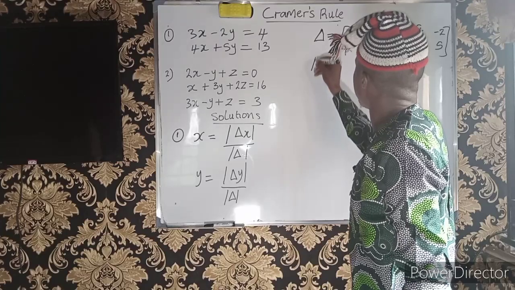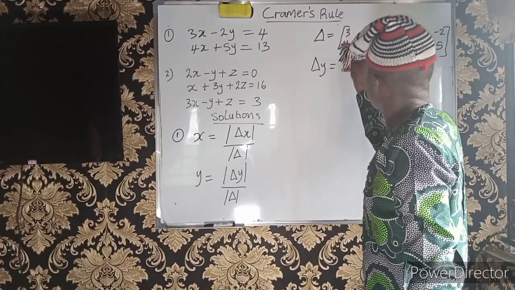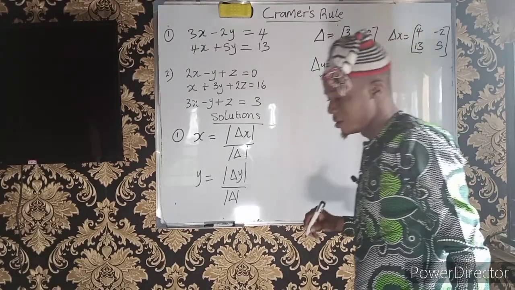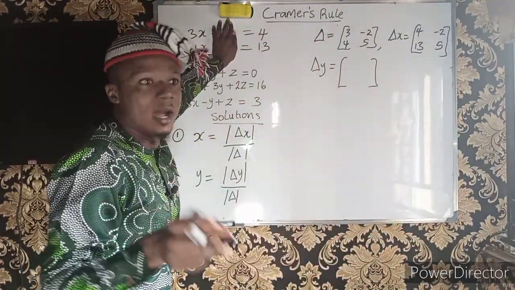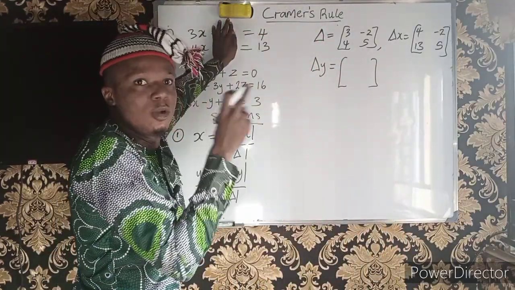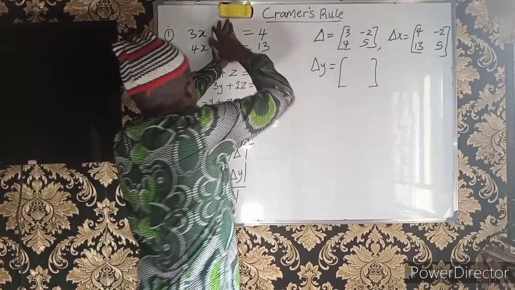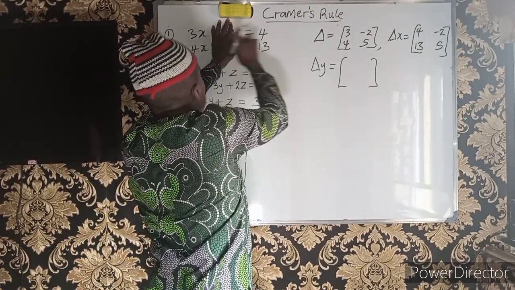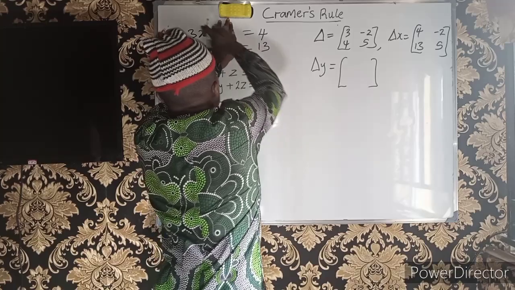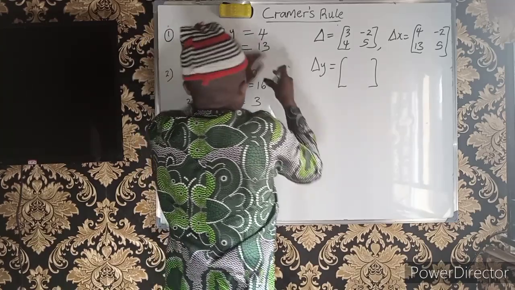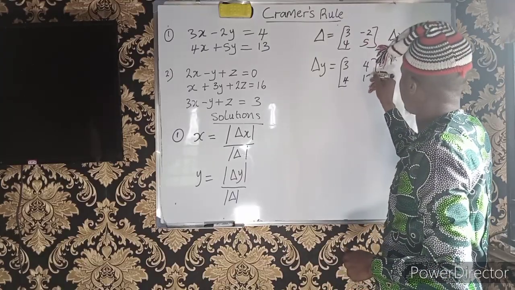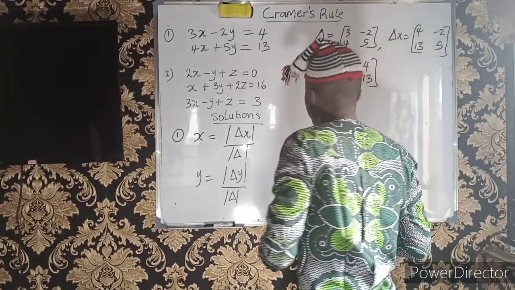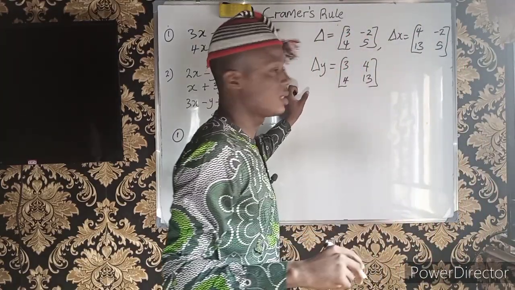Also, you need change in y. You form the matrix also. For change in y, you have to cover y. But for change in y, you must begin from the left hand side, no longer right hand side. So you have 3, 4, 4 and 13. So I have successfully formed the three matrices here.